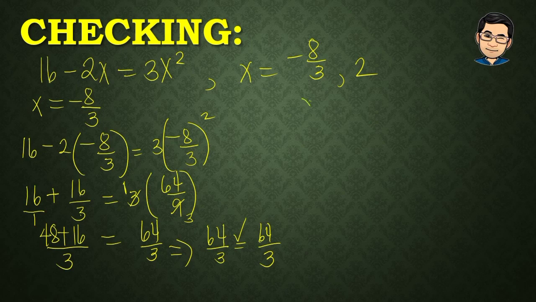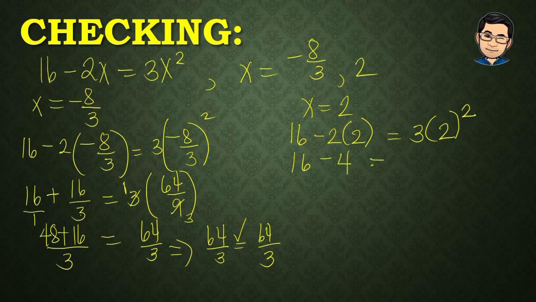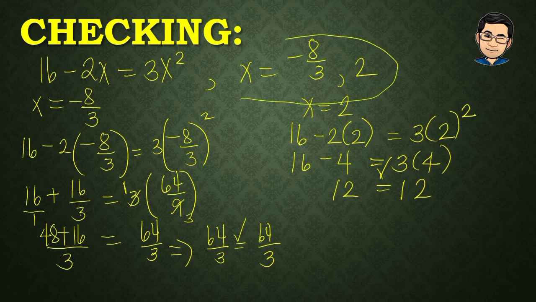So, if x equals 2 naman, so 16 minus 2 times 2 equals 3 times 2 squared. So, 16 minus 2 times 2, 4, equals 3 times the square of 2, 4. So, 16 minus 4 is 12. 3 times 4 is 12. So, that is correct. So, ang roots natin na negative 8 all over 3 tsaka 2 ay tama.